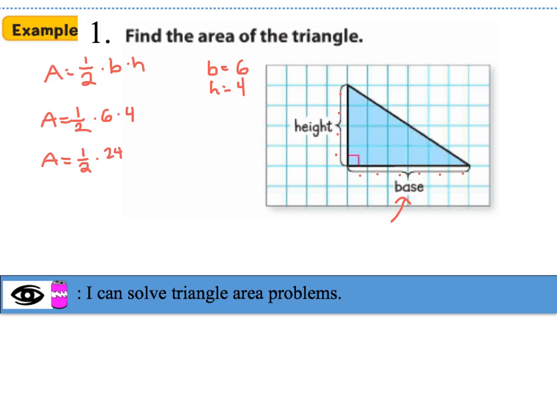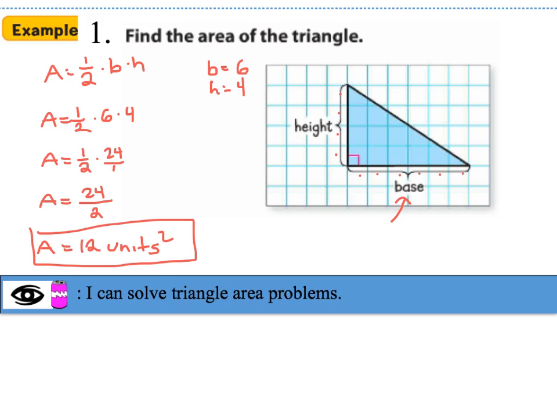And I can multiply fractions by placing a 1 under my 24. Now let's go ahead and solve this again. Area is equal to, if I multiply my numerators, I get 24 on the top. If I multiply the denominators, I get 2 on the bottom. And I can simplify that further. Area is equal to 12 units squared. And that's the area of this triangle.